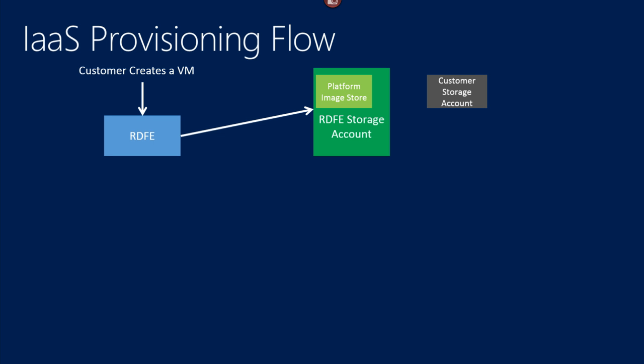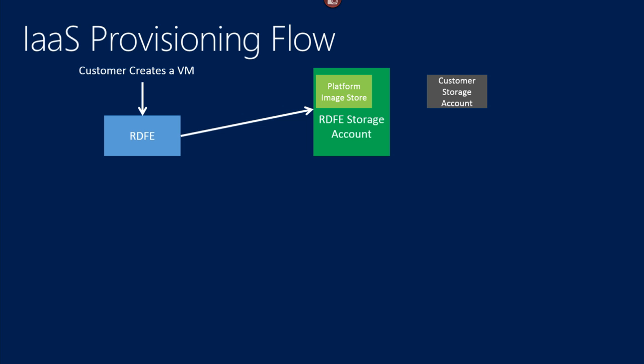RDFE has this storage account that it manages, which has a section of it called the Platform Image Repository, or PIR. This is where the gallery images are, that you pick one and you say, I want one of those. Or you can point at your own storage account and say, I want one of those sysprep generalized images that you've created, and I want a new VM from that.